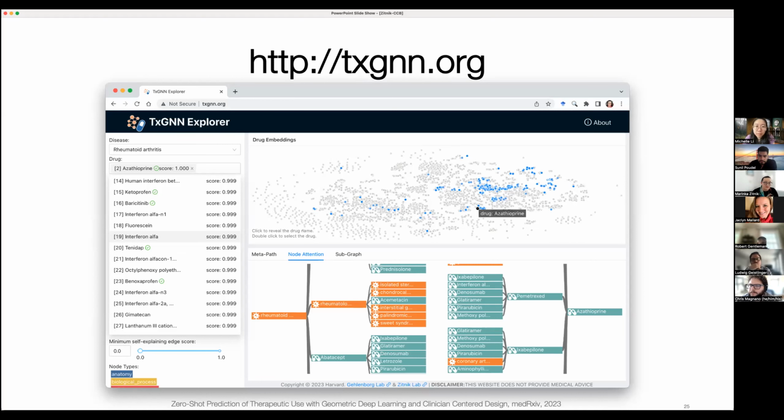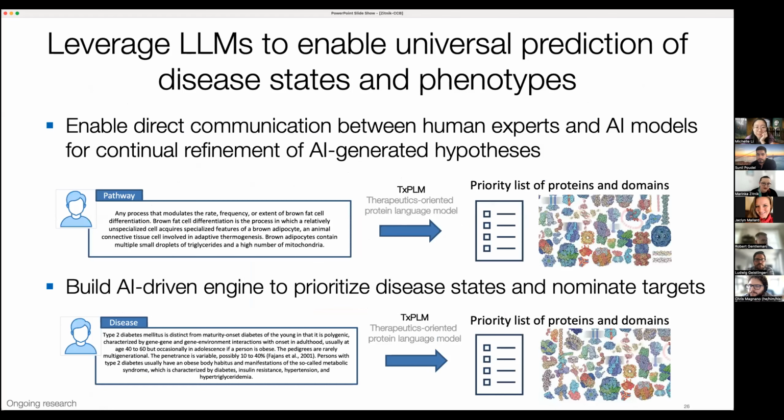This would also not be possible without a really fruitful and exciting collaboration we have had with Niels Gellenberg's lab from the DBMI department, where he brought the expertise in the design of these models, as well as some of the usability studies. We have several follow-up studies into specific disease areas to evaluate these models.